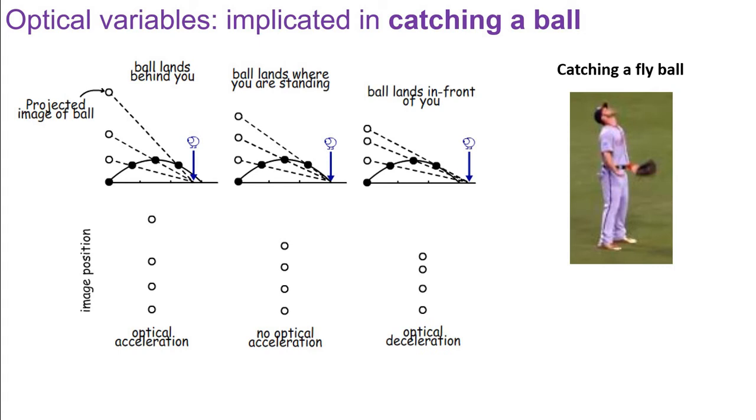Here we see the final scenario, where the ball is going to land in front of the fielder unless the fielder runs forward to intercept it. When we look at how the ball appears in the visual field of the observer, we see an optical deceleration.